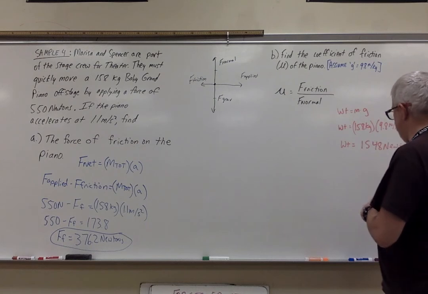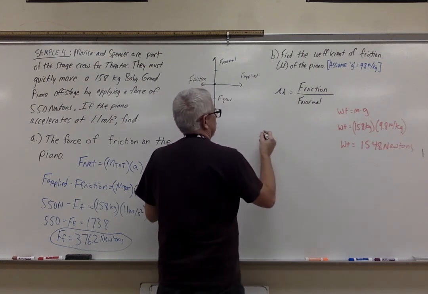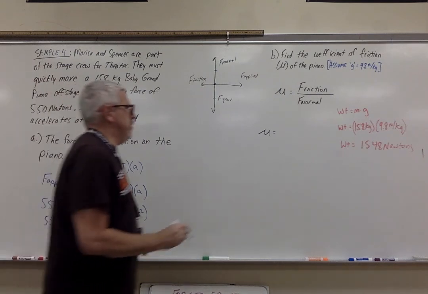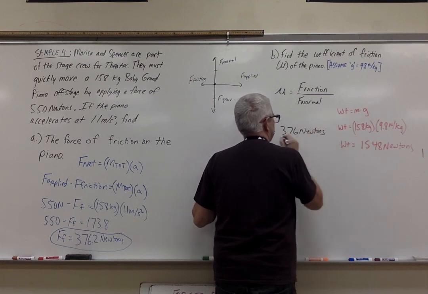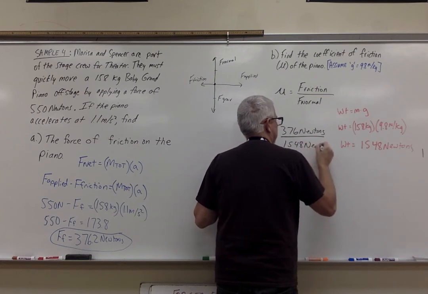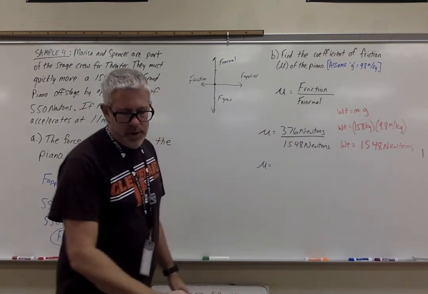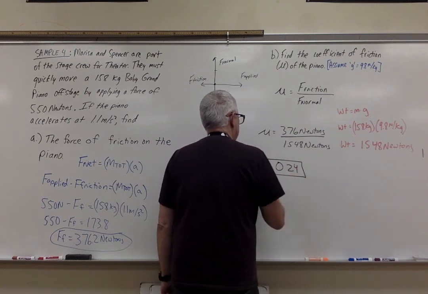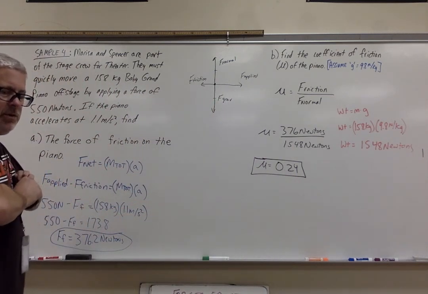And I can plug that back up here. So the coefficient of friction is equal to the force of friction I found earlier, 376 newtons, divided by this, which is 1,548 newtons. Looks like it's going to be a little over 0.2, and it does come out to 0.24. The lower the coefficient of friction, the slipperier an interaction is. The higher the coefficient of friction, the stickier an interaction is.